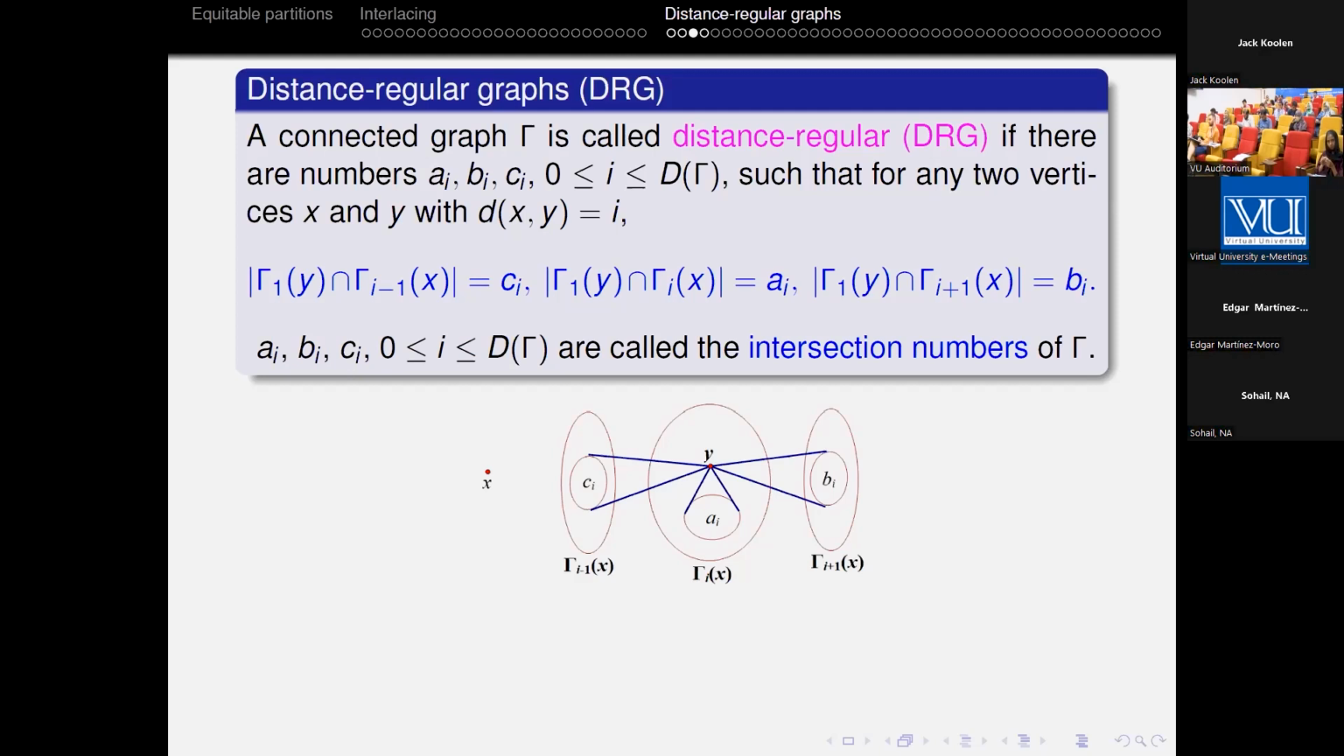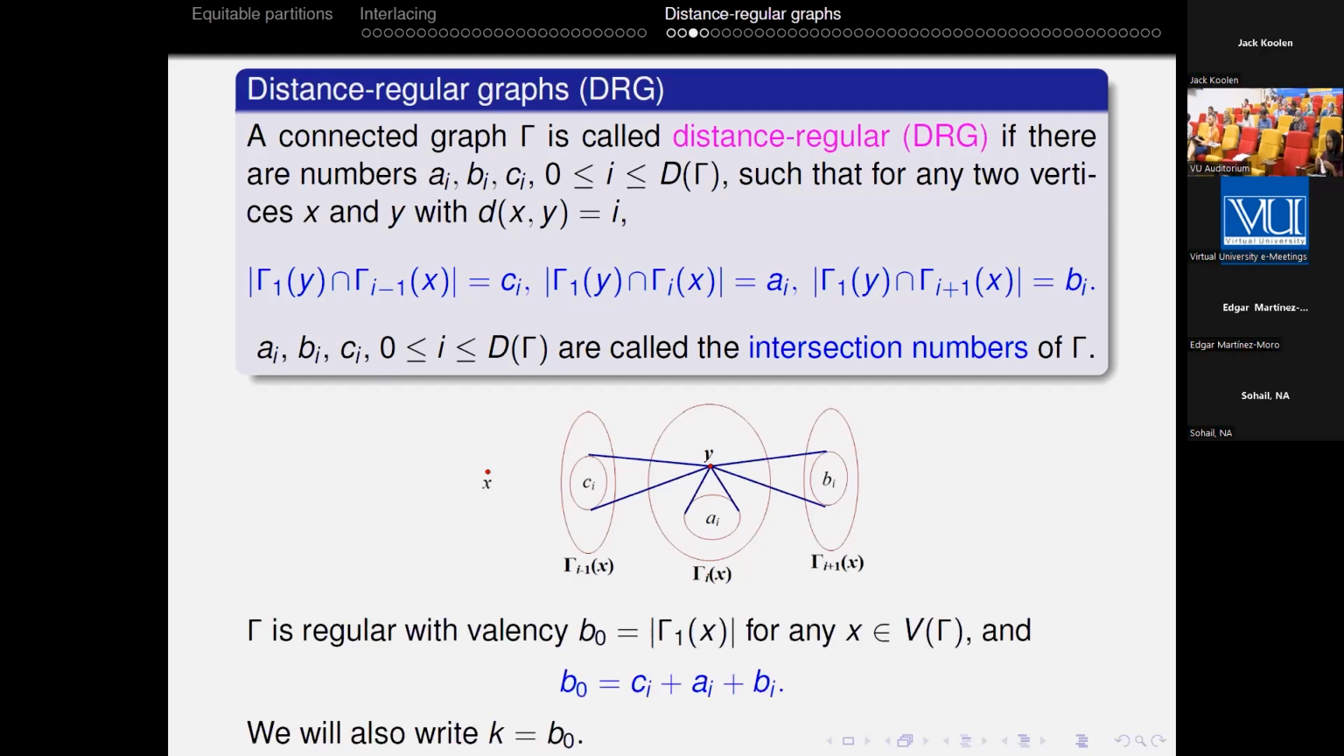Don't ask me why this order of the letters. Why is it not a, b, c? Why is it c, a, b? This was introduced by Biggs, and he thought that a_i would be the most important number, and c_i and b_i not so important. But it turns out that c_i and b_i are the most important, and a_i is not so important. He could not have known that in the 1960s.